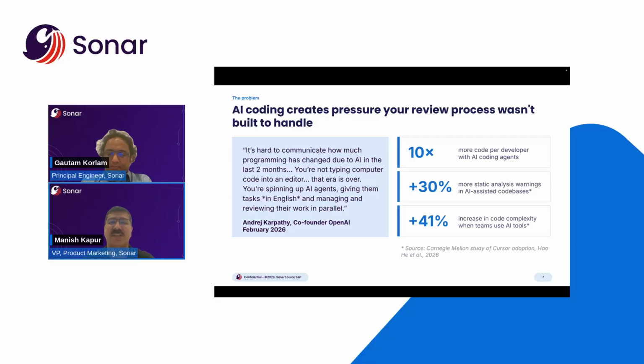On the right side, you see three stats. These three stats come from a Carnegie Mellon study of Cursor. They looked at Cursor projects, about 807 production code bases that were built using Cursor, and those were analyzed using SonarQube. And they found that about 10x more code was being developed per developer. It might be even higher now with the agents.